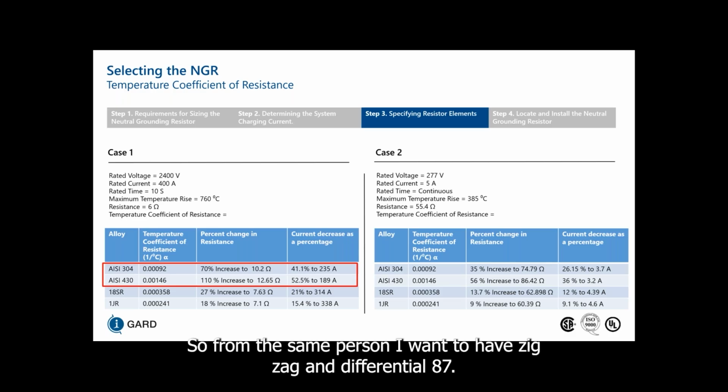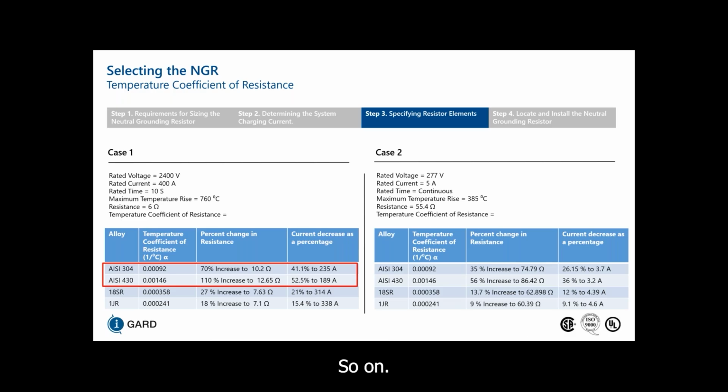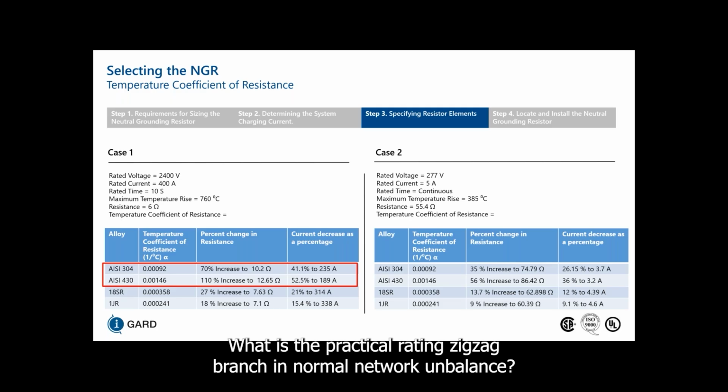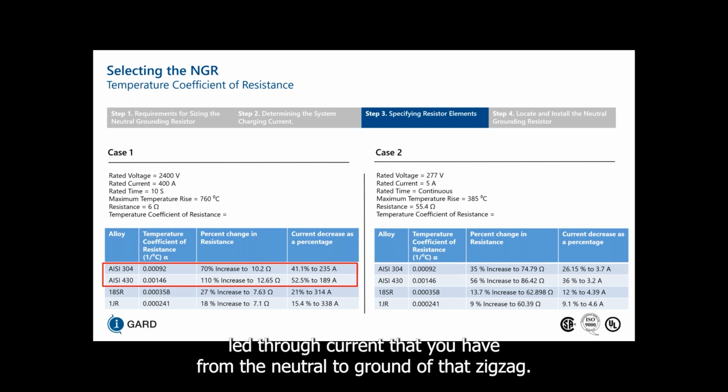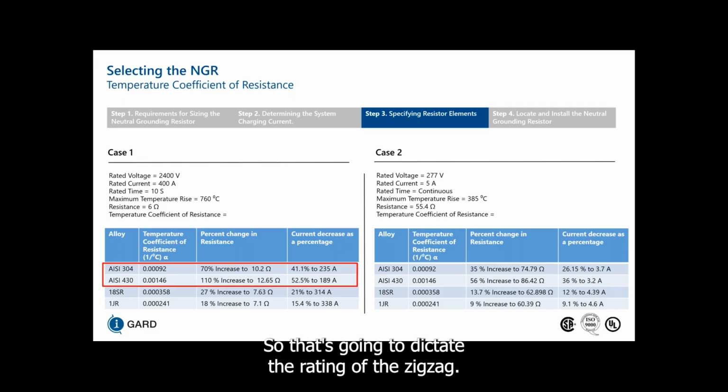Okay, so from the same person, I want to have zigzag in differential 87 zone. What is the practical rating zigzag branch in normal network unbalanced? The rating of the zigzag is dictated by how much resistance let through current that you have from the neutral to ground of that zigzag. So that's going to dictate the rating of the zigzag.